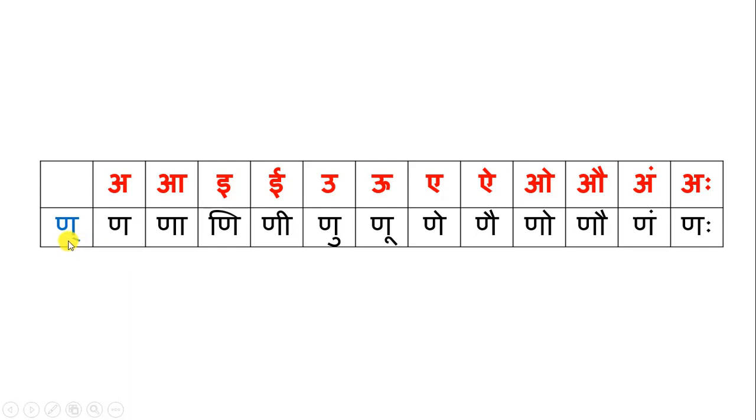To recap, it is N plus A equal to Na, N plus E equal to Ni, N plus Ee equal to Nee, N plus U equal to Nu, N plus Oo equal to Noo, N plus Ye equal to Ne, N plus Ai equal to Nai, N plus O equal to No, N plus Au equal to Nau, N plus anusvara equal to Nam, N plus Aha equal to Naha. Alright, so those are the sounds of N.